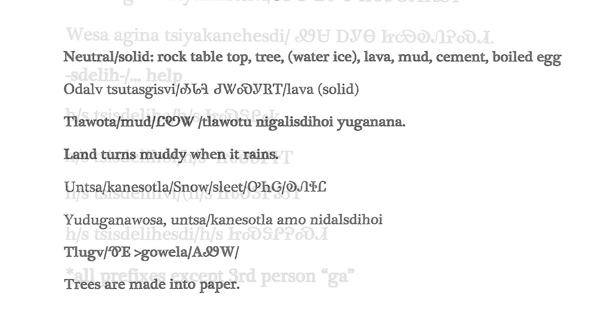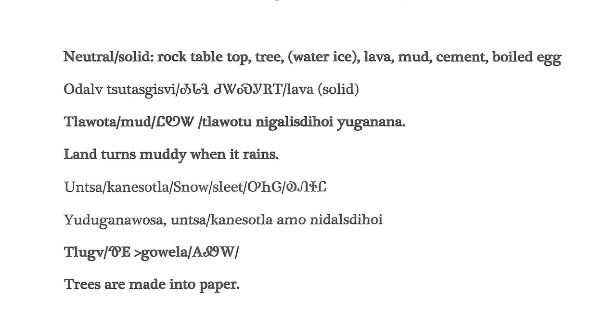Okay. The neutral stuff is solid. Solids, like rock or tabletop, table, tree, and water and ice. Put parentheses in that, water, ice, because water will turn into ice when it's cold enough. So it's a neutral thing, because it's a solid. The ice, that block of ice, is now a solid, from liquid to solid when it freezes.